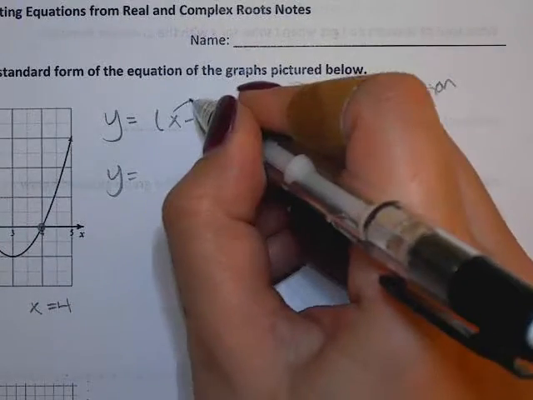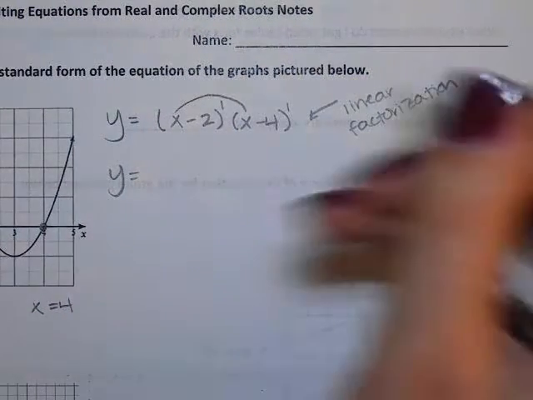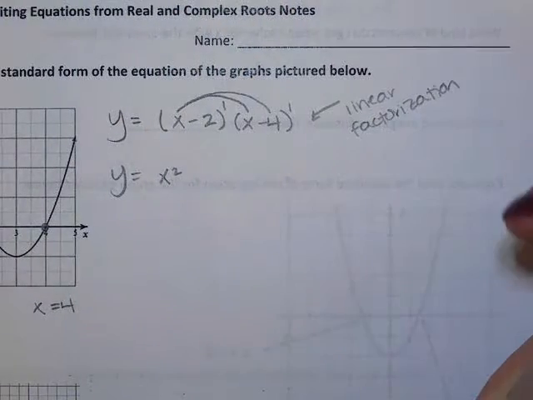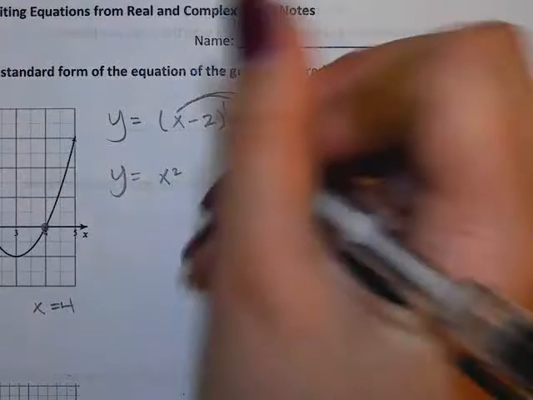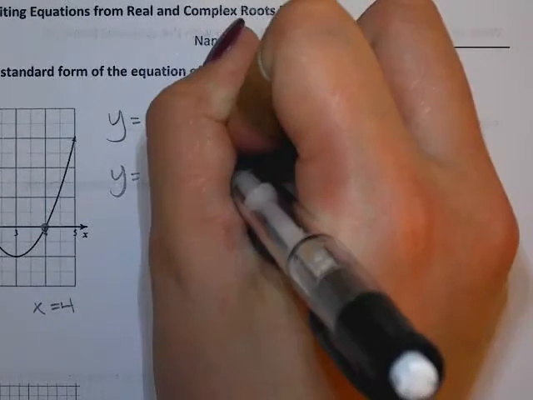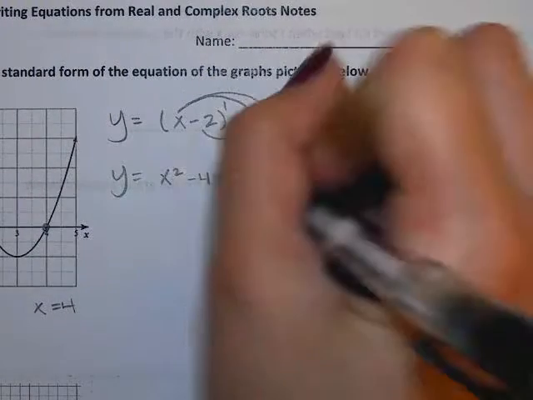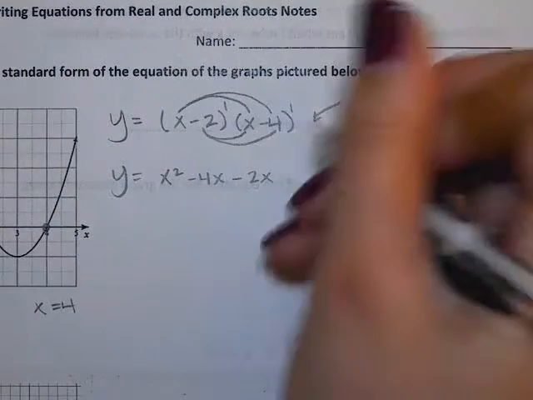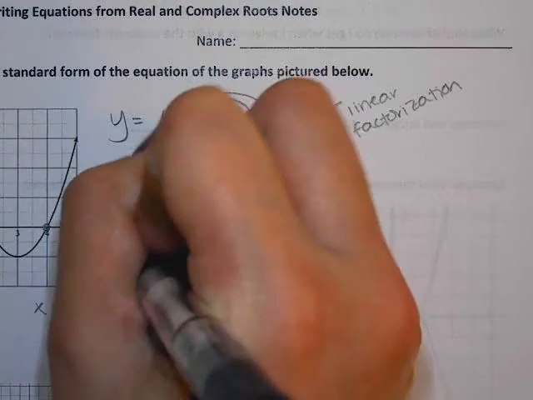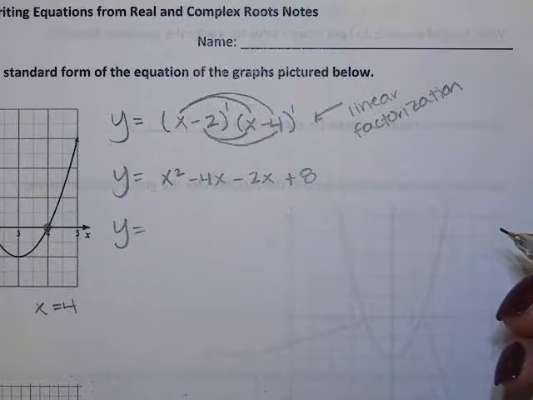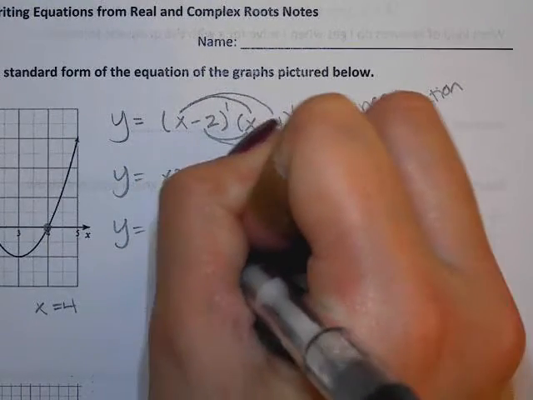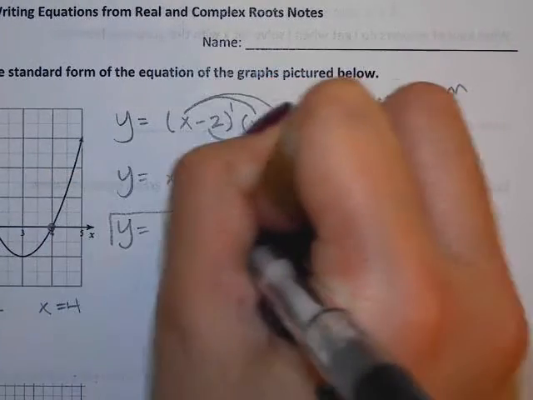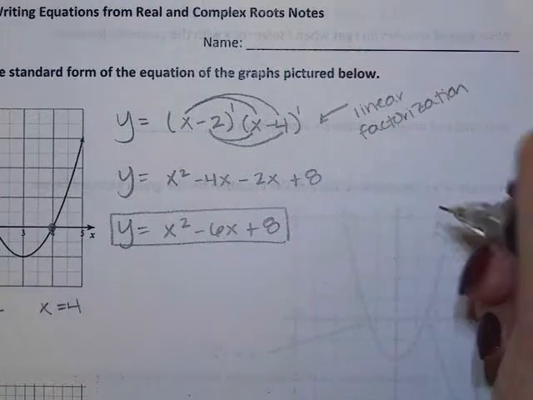We've got the first times the first, x squared. And then we have the outside, negative 4x. And then we have the inside. And then we have the last times the last, positive 8. So we have y equals x squared minus 6x plus 8. And that's it. That's all we have to do. There's nothing else up there.